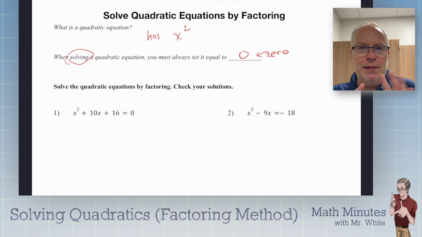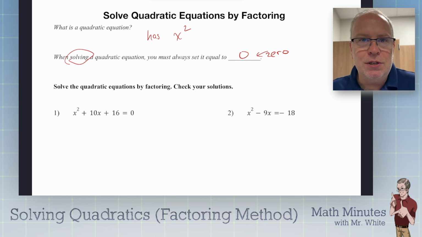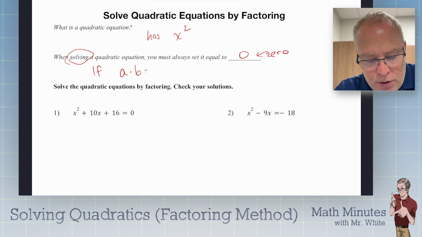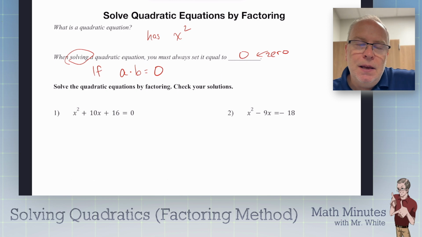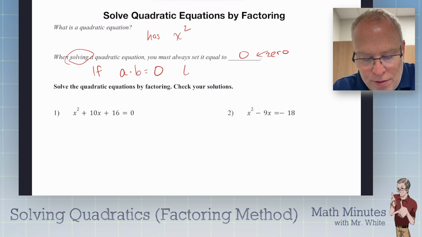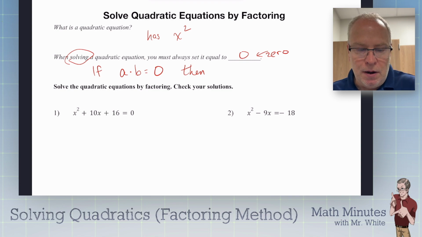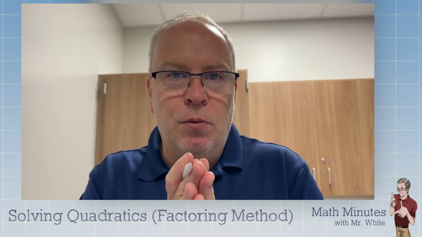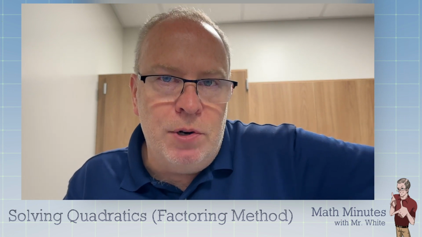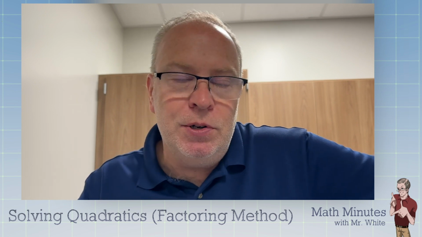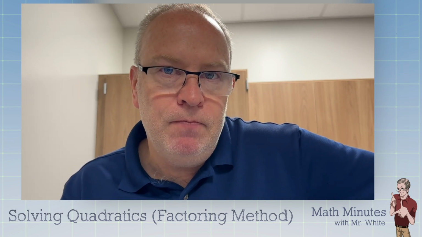Now, there's one other thing that I don't have on this document that I want us to squeeze in here. What I want you to do is write that if a times b equals 0, then, now stick with me here, let me get rid of it for a moment. Riddle me this. I'm thinking of two numbers and they multiply to be 0.